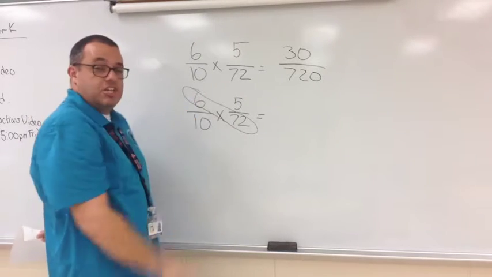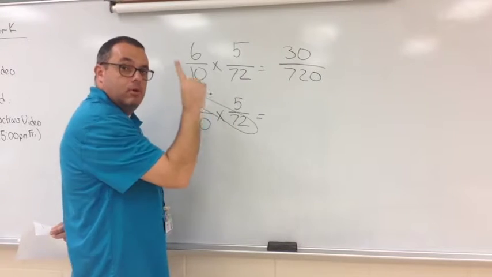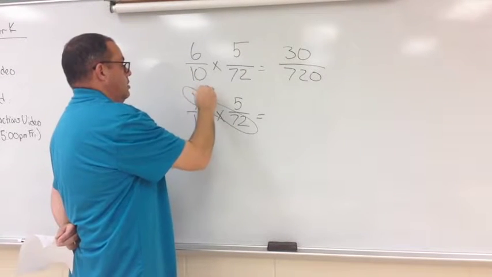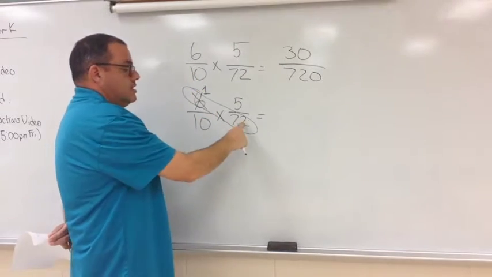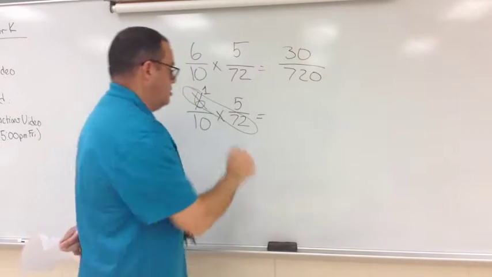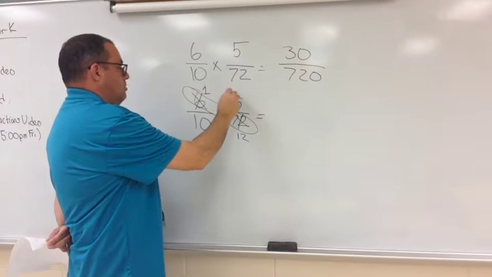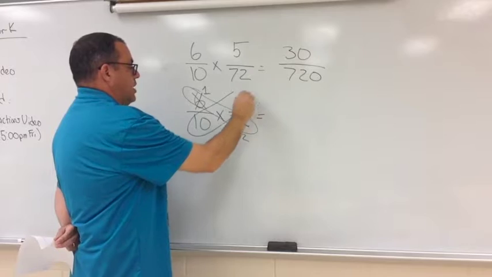So I'm going to change this 6 to a 1 because 6 goes into 6 how many times? 1 time. And then 6 goes into 72 12 times, because 6 times 12 is 72. So we're going to make that a 12. Okay? Now, we're going to cross-reduce this way.